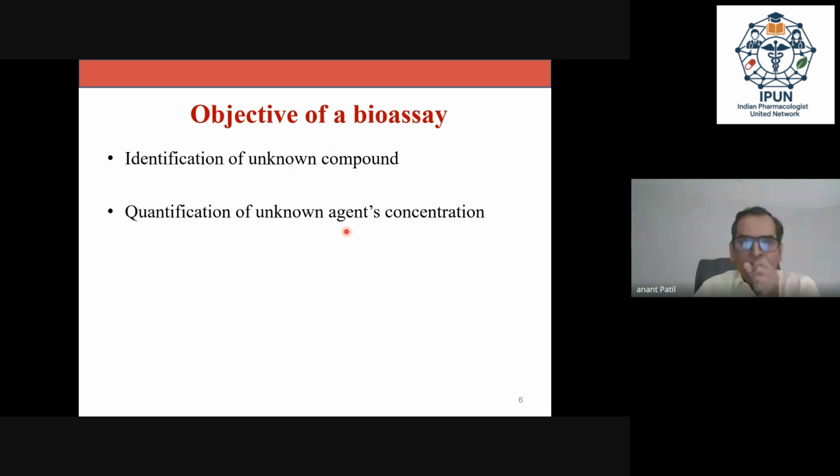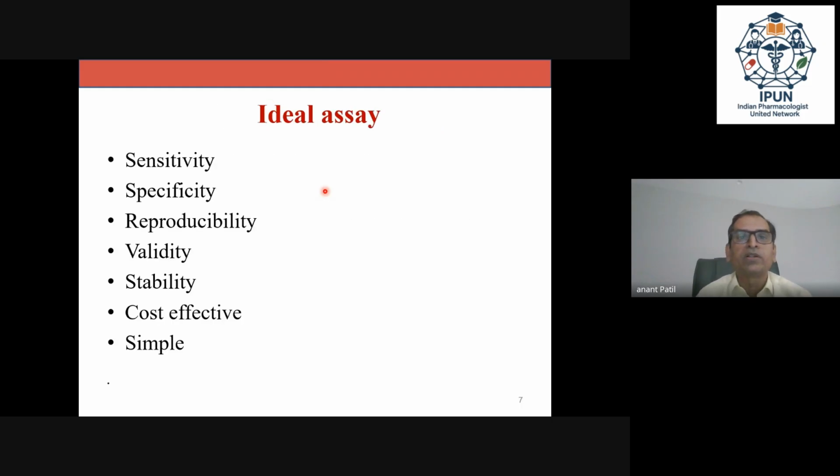So there are basically 2 or 3-fold objectives of the bioassay. The first objective is that I can find out what is the unknown compound given to me. I can also find out the quantity, the concentration. So identification of unknown compound and quantification. Now these bioassays can be performed in the academic educational activity. They can also be performed by the pharmaceutical industry on a commercial basis. So now, having understood the objective that we need to find out the relative potency of unknown compound in comparison with the standard which is known and that is given to me for finding out the unknown concentration. That is what is the objective for today's discussion.